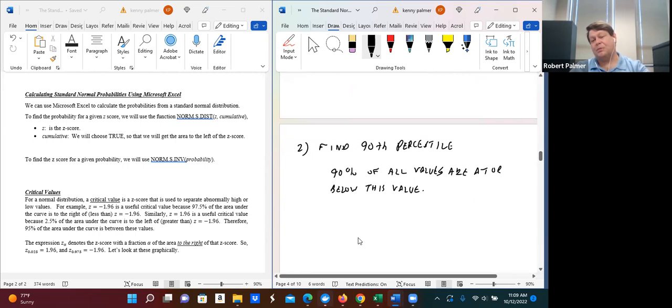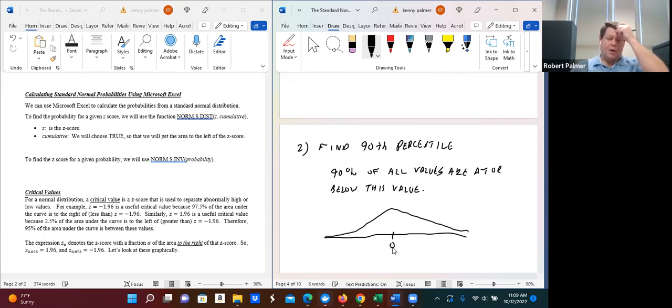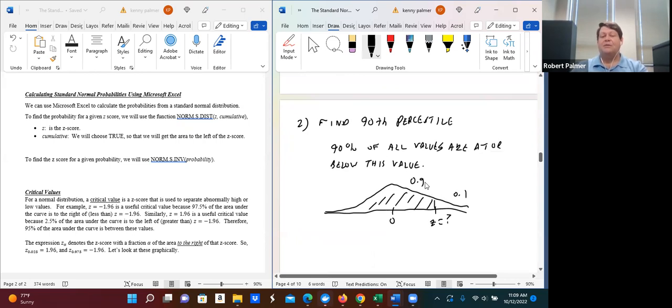So think about this on a picture. Once again, this picture of the normal distribution. Think about where that would be. Here's 0. Well, if 90% of the values are at or below this value, this is going to be somewhere over here. And so this area is going to be 90% or 0.9, and this little area right here will be 0.1. Once again, we're looking for this z value right here, which is the cutoff for that. So find the z value such that 90% of the values are below this.